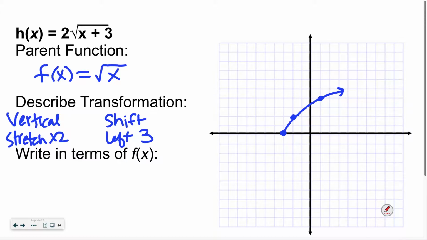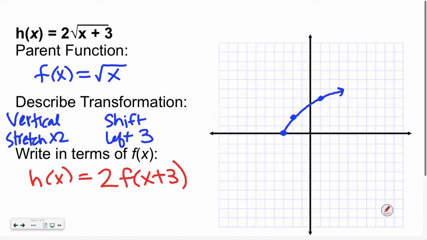If we were to write this one in terms of f of x, then our function is going to have a 2 on the outside and an x plus 3 on the inside. So in function notation, I have the same thing. A 2 on the outside and x plus 3 on the inside. What do I need you to apply first? Stretches, shrinks, reflections, then a shift.